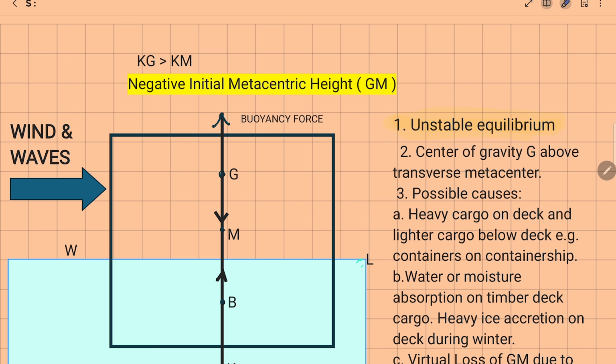Primarily, the most probable cause of this condition is heavy cargo on deck and lighter cargo below deck. So during the stow plan, before we discharge or load cargo, we need to calculate the ship stability and ensure that the departure condition, arrival condition, the worst intermediate condition, all three conditions, the vessel is satisfied from stability point of view and GM is positive.